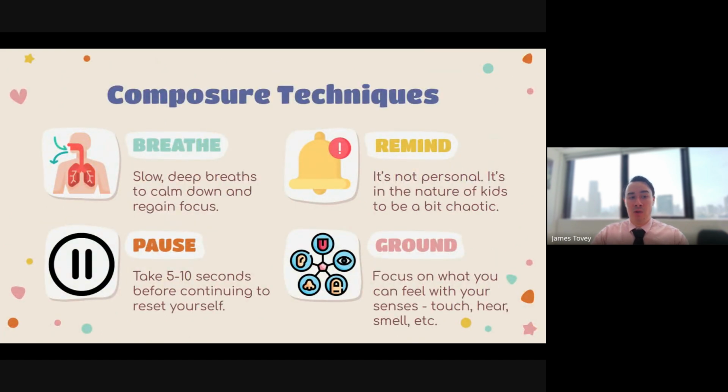And it's important to actually talk about some techniques we can use. So here are some composure techniques, and they can actually all be used at the same time. So first of all, breathe. Take slow, deep breaths to calm down and regain your focus. Pause for a moment. Take 5 to 10 seconds before continuing to reset yourself. So there's nothing wrong with taking a pause, and this pause, and we'll talk about later, can also be used as a technique to get students under control as well.